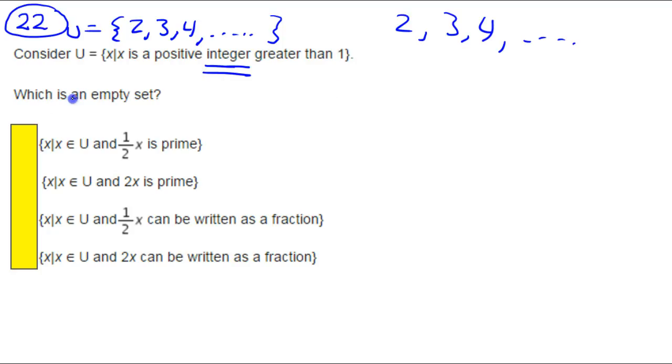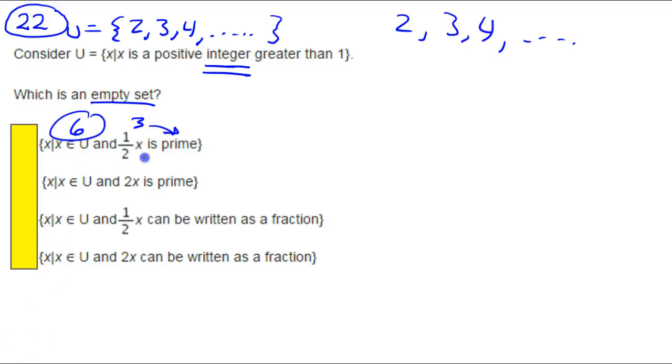Now, which is an empty set? Empty set means there should be no number that satisfies both things. So x is an element of U, and half of x is prime. If it's going to be an empty set, then there should be no numbers in both sets. So just as one example, 6 is an element of U, and half of 6 is 3, and 3 is prime. So yeah, that satisfies both.